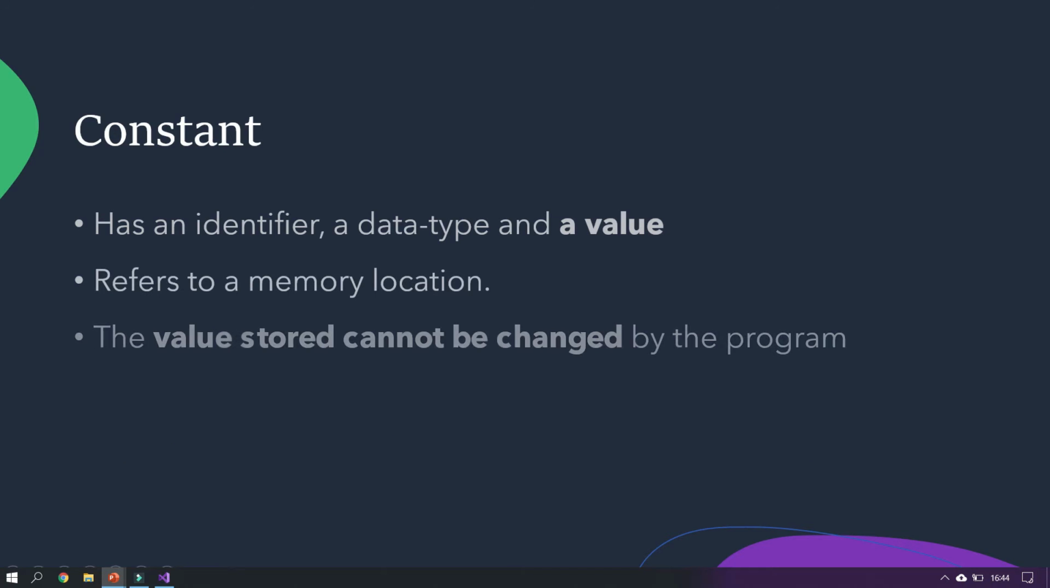Now, we also have these things called constants, which are very, very useful to use. Constants have an identifier and a data type. They also have a value. The important thing to understand is that the value is stored in a memory location, but that value is fixed. It cannot be changed by the program.